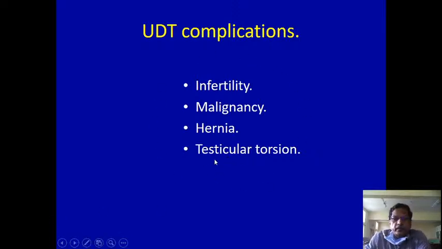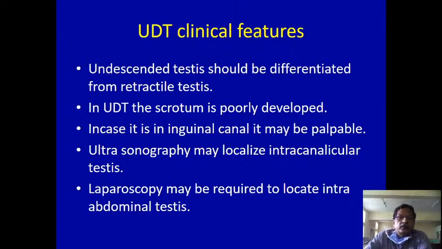So these are all the complications: infertility, malignancy, hernia formation, and testicular torsion. All four are complications that are likely to occur in undescended testis. What are the clinical features? If the infant or neonate is examined properly, it is not easy to miss an undescended testis. But you have to differentiate this condition from retractile testis.